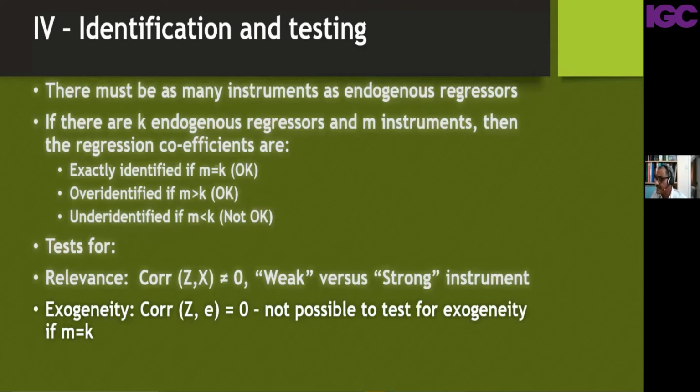But these are essentially econometric estimation issues, and this is something that you should just note. So when you use an instrumental variables approach, you need to be worried about how many instruments you have in relation to endogenous regressors. Then you need to test for the relevance of the instrumental variable, and then you need to test for the exogeneity of the instrumental variable.